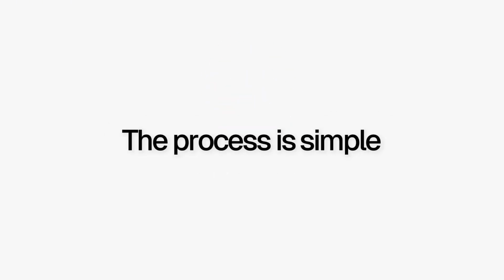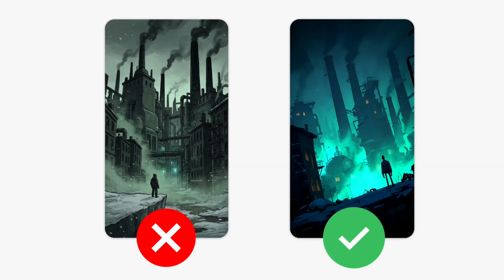Now let's break down how to create these animations. The process is simple. First, you generate a static image with one prompt, then animate it with another. For images, we'll use Midjourney. It's the only model I recommend if you want a style that doesn't look like typical AI.